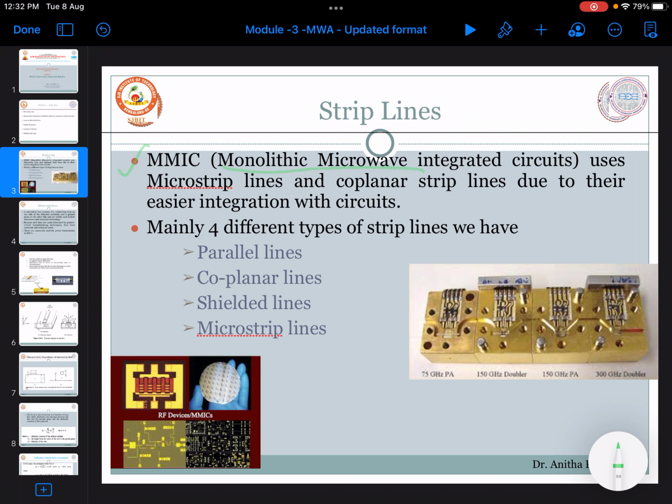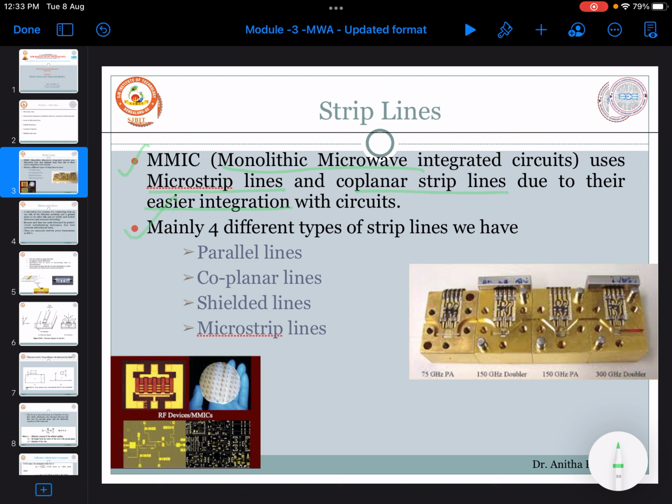Monolithic microwave integrated circuits use microstrip lines and coplanar strip lines, mainly meant for transmitting information from one point to another point. It is mainly due to their easier integration with the circuits that we prefer these types of strip lines. These come under the category of transmission lines, where the transmission of microwave signals from one point to another in a microwave integrated circuit happens and can be integrated very easily.